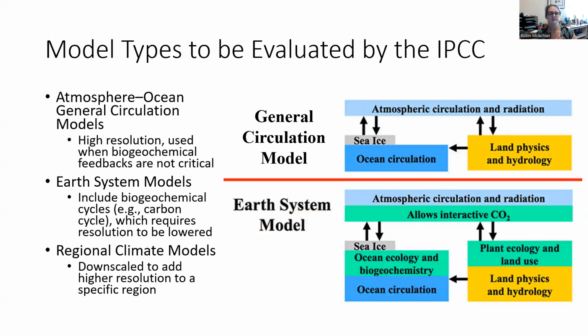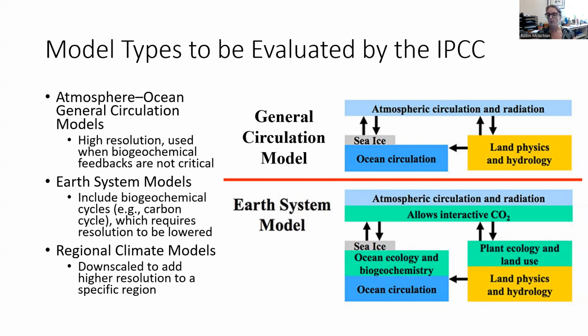So with all of these different considerations, there are 3 different types of models that we can use. The first one is the atmosphere-ocean general circulation model. This is a very, very popular one. It's high resolution in both space and time. But because there has to be a trade-off, we can't have everything, these leave out biogeochemical feedbacks. But it includes the atmosphere, ocean circulation, land physics, and so on.